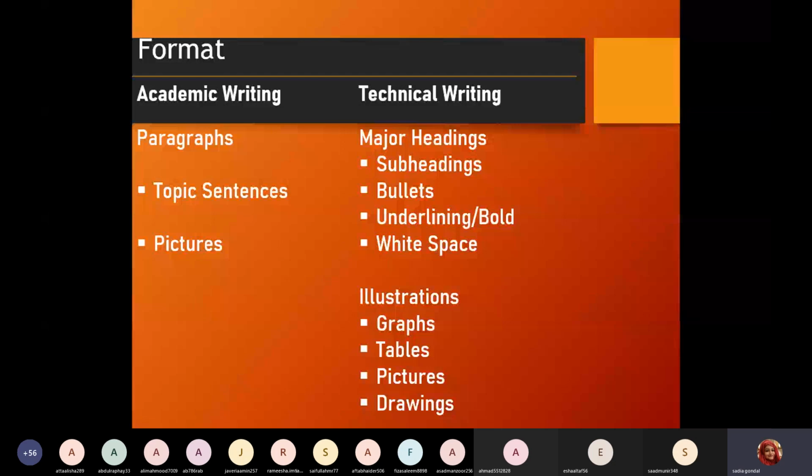Then in technical writing, for example, if you're writing resumes or CVs, or even if you're writing your lab reports or research proposals, you have to make sure that you're using the white space very wisely. Your spacing, your presentation is very important when you're designing a technical report. And as in academic writing we have different pictures, in technical writing we have illustrations in the form of graphs, tables, drawings. The more numerical figures there are, the more authentic a technical writing is.